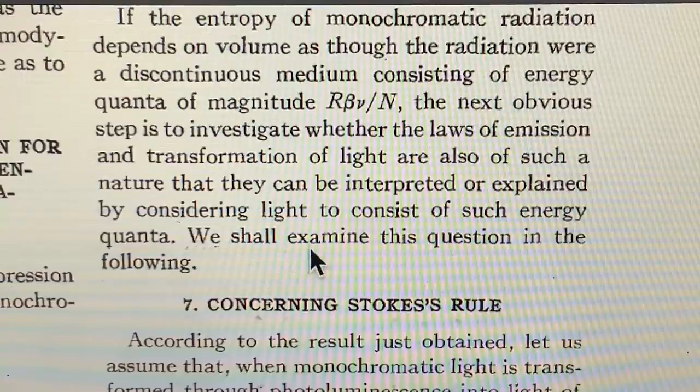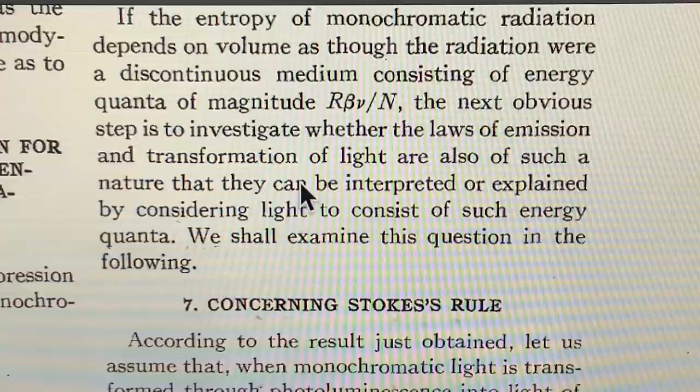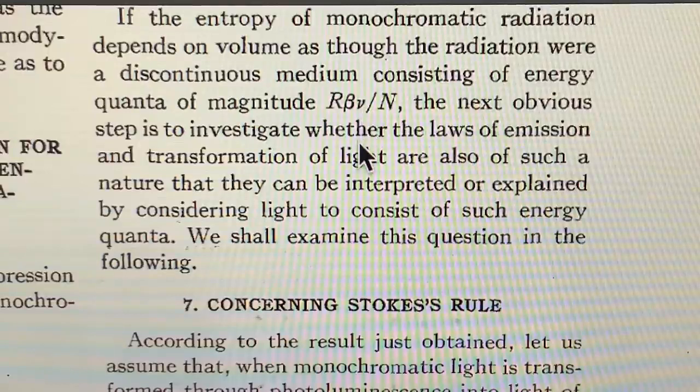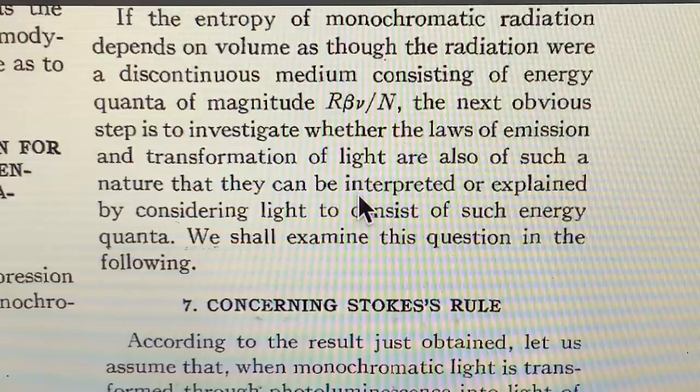From section 1 to 6, he is constructing a theory of monochromatic radiation, and finally finds that it can be regarded as a discontinuous medium consisting of energy quanta of magnitude h nu. Now, once the theory is developed, the next task is to investigate whether the laws of emission and transformation of light are also of such nature. What he has shown in sections 1 to 6 is that monochromatic radiation itself can be regarded as discrete quanta of energy h nu.